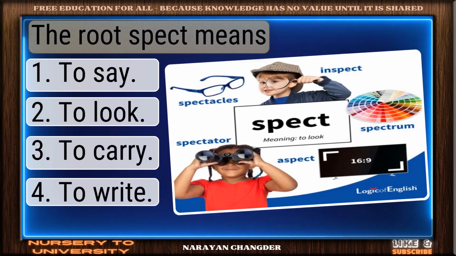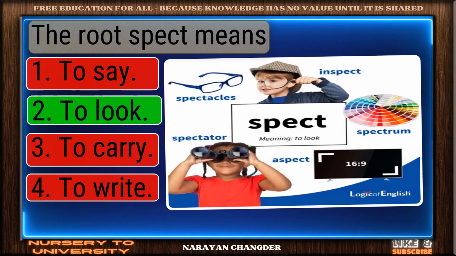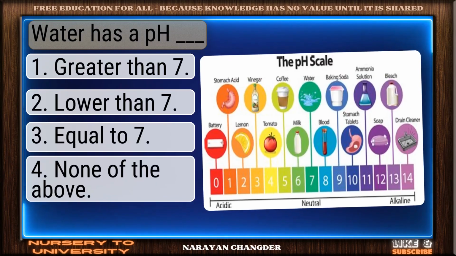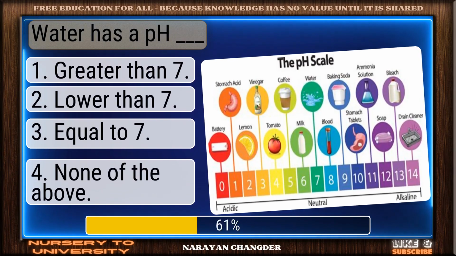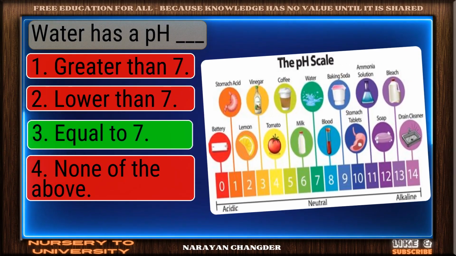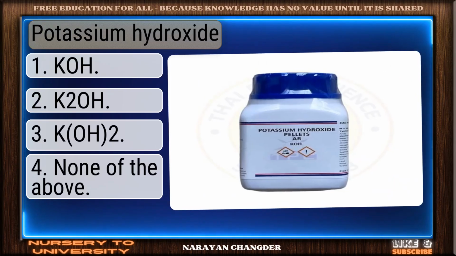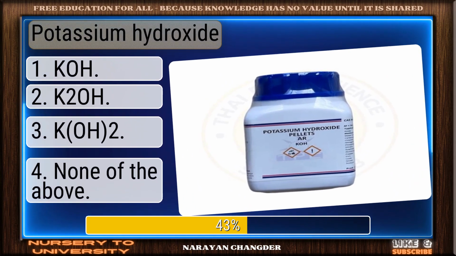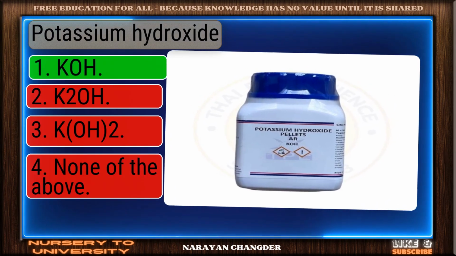Question number 253. The root spect means? Well done. To look is the right choice. Question number 254. Water has a pH dash. On track. Equal to 7 is the correct answer. Question number 255. Potassium hydroxide? Valid point. It is a base, true.